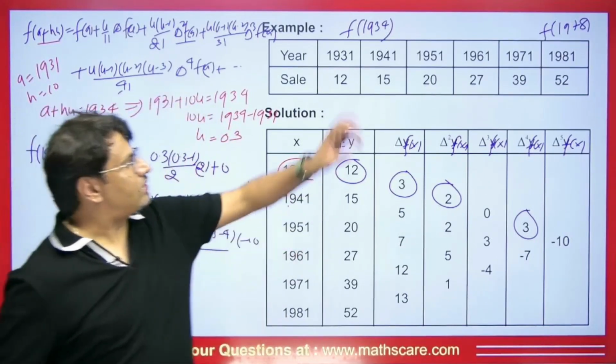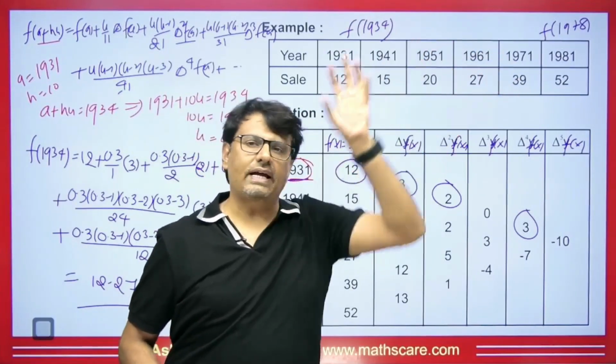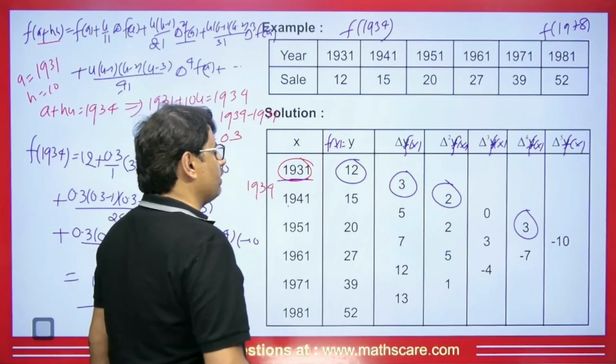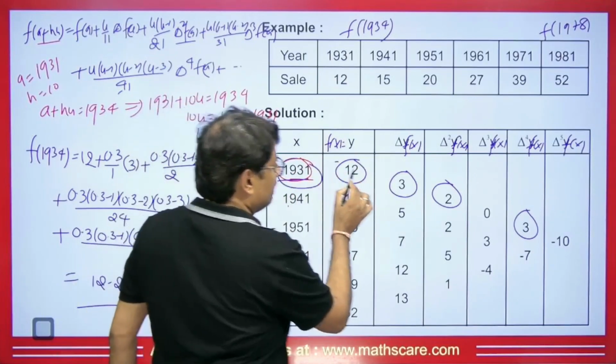Now we will talk about finding the value of 1978. So how do we use the backward formula here? I want to tell you one more thing: whenever we use the forward formula and this comes, you need to pay attention to this.